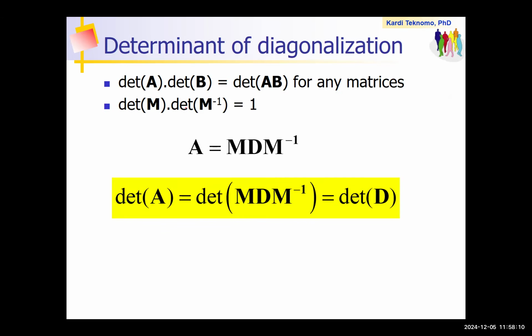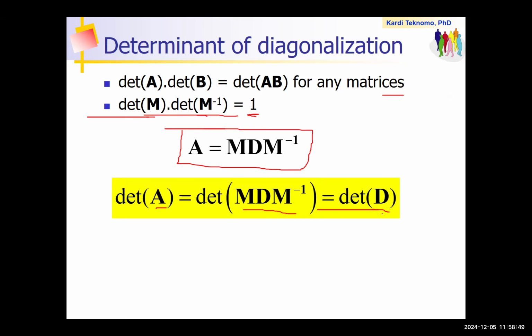Okay, since we have this one, then we have the determinant of A is equal to the determinant of this value. But the determinant of this one is 1, so in that case, the determinant of A is the same as the determinant of T. Okay, so now this is good news.